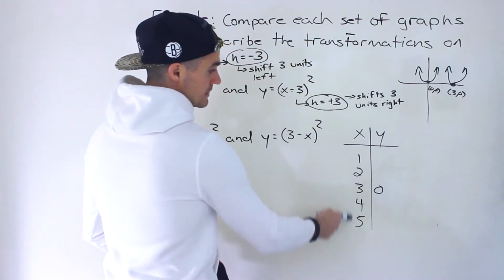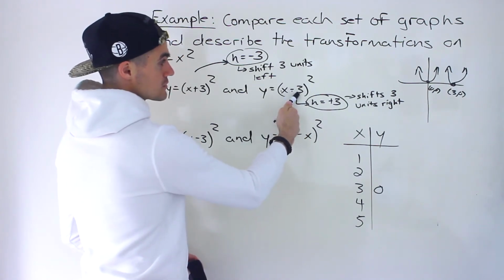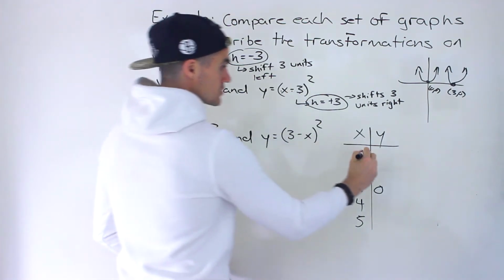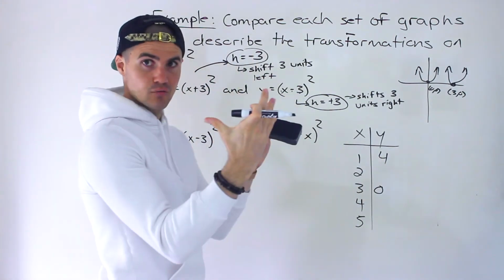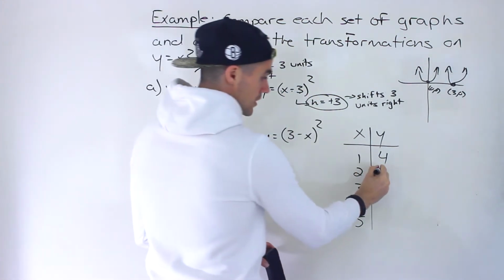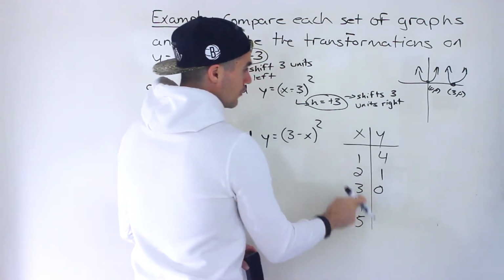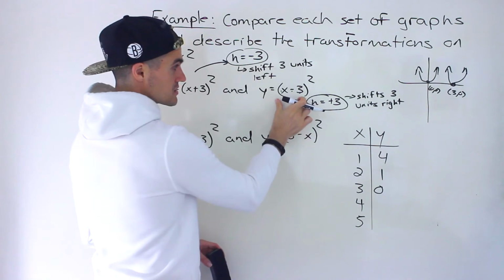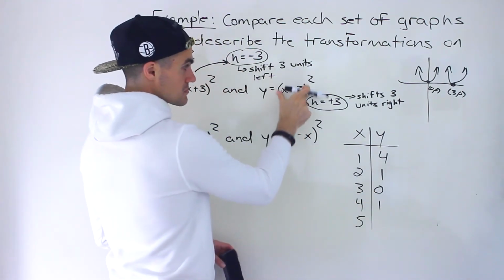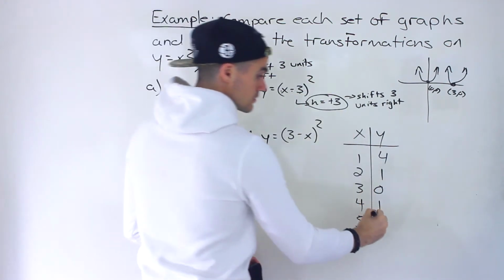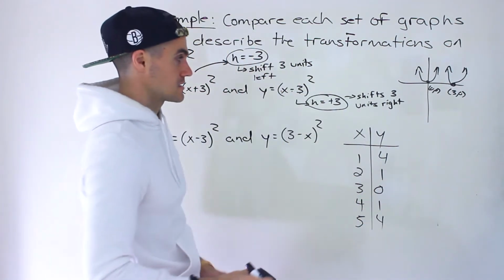And so if you take these x values now and plug them in here, 1 minus 3 is negative 2, to the power 2 gives us 4. 2 minus 3 gives us negative 1, to the power 2 gives us positive 1. Here we got that y value of 0 already. 4 minus 3 gives us positive 1, to the power 2 gives us positive 1. 5 minus 3 gives us positive 2 in the bracket, to the power 2 gives us 4. So again, nice and symmetrical.